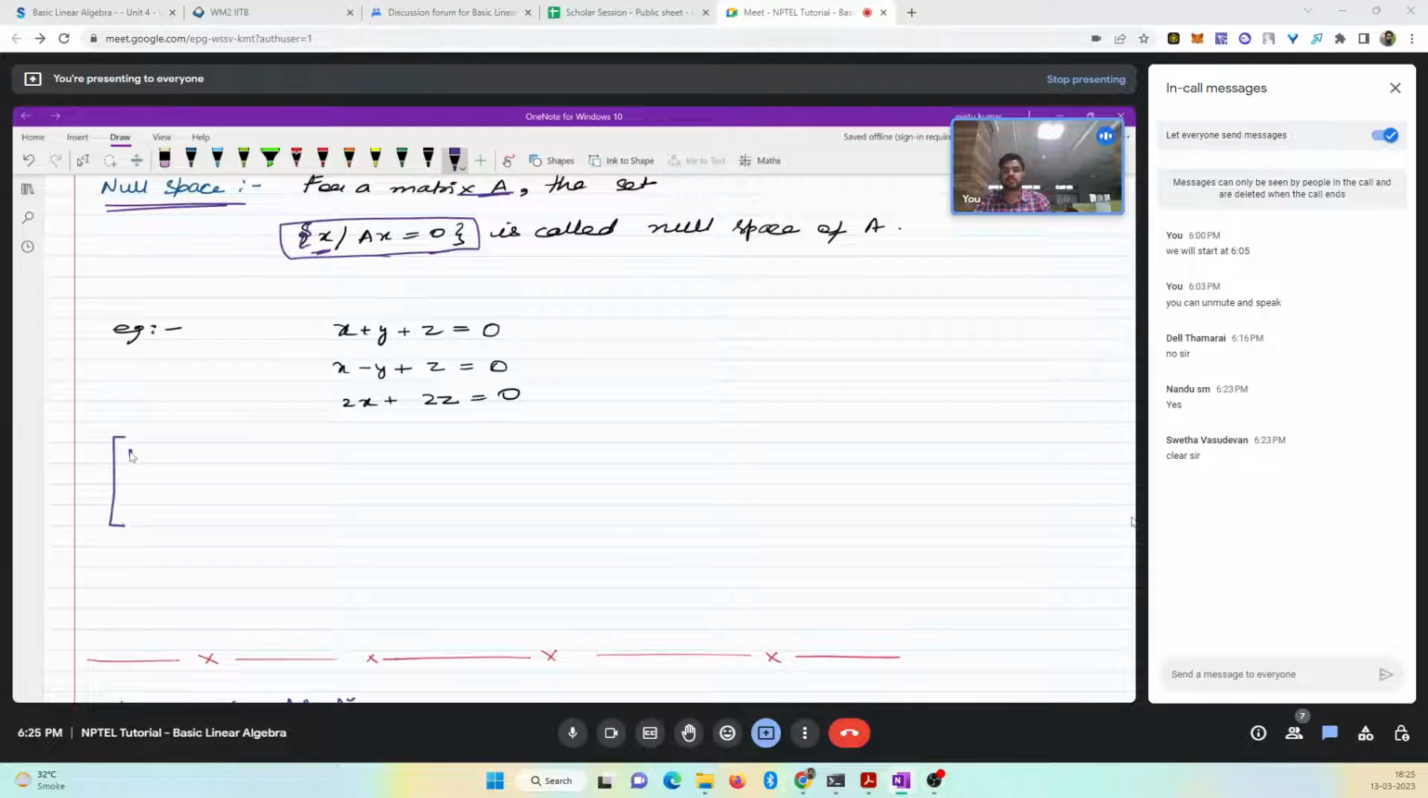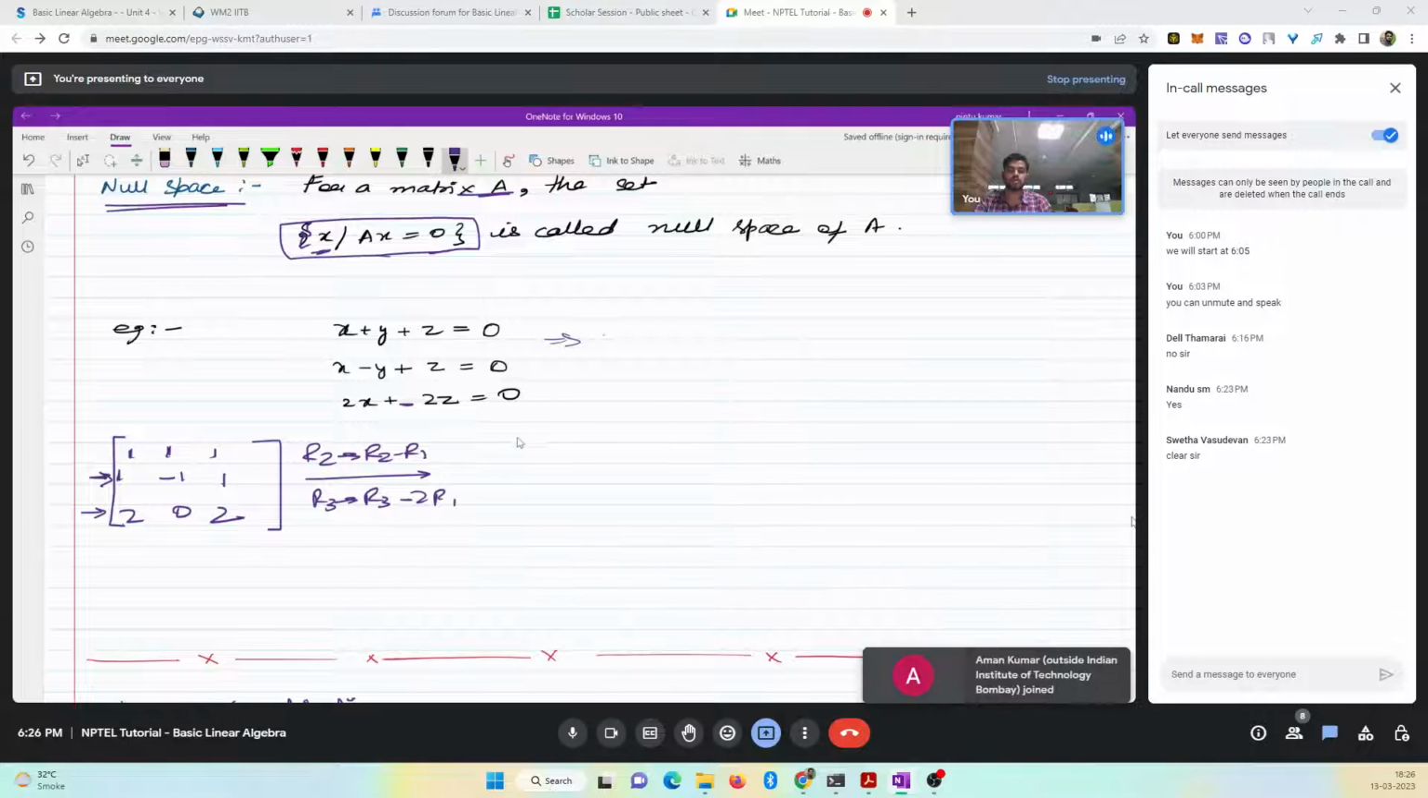So our matrix is [1, 1, 1; 1, -1, 1; 2, 0, 2]. We don't have any y term over here. And our B matrix is 0, so we'll skip it and not include it in the augmentation. Let's try to row reduce it to echelon form. We want to make this entry as well as this entry 0. So R2 goes to R2 minus R1, and R3 goes to R3 minus 2R1.